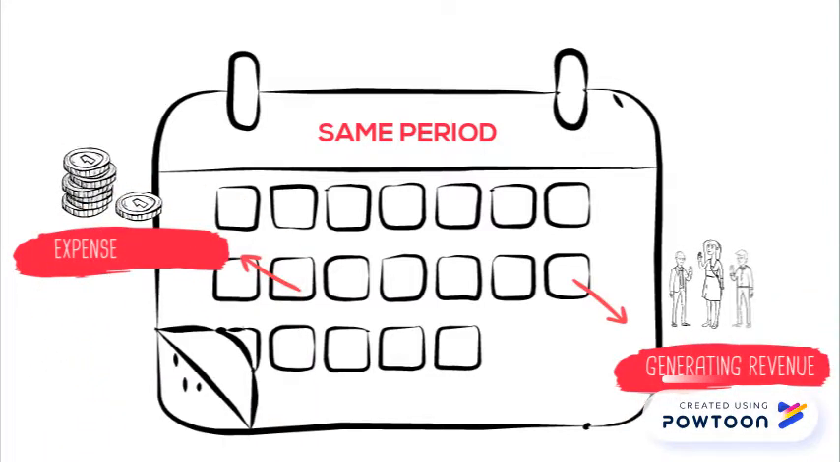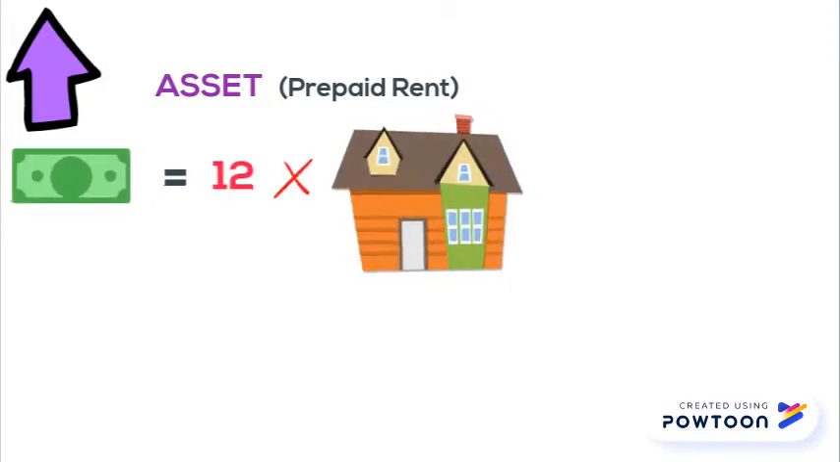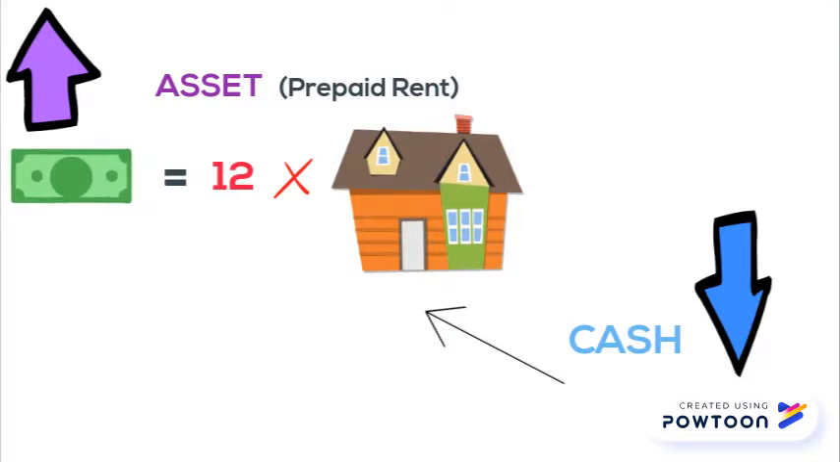So let's do an example. Suppose that on the 1st of January, a company purchases 12 months of rent. This would involve increasing the asset account of prepaid rent to reflect the amount of rent bought and decrease the cash account for the same amount.